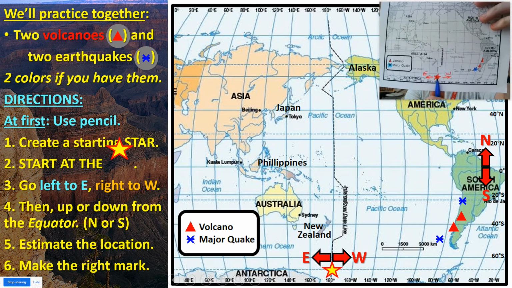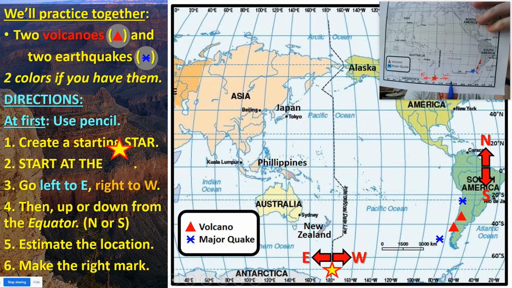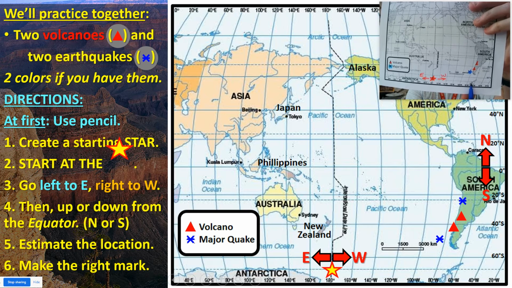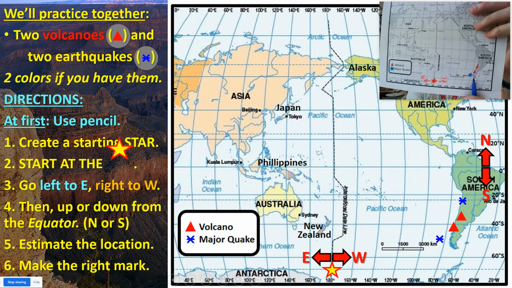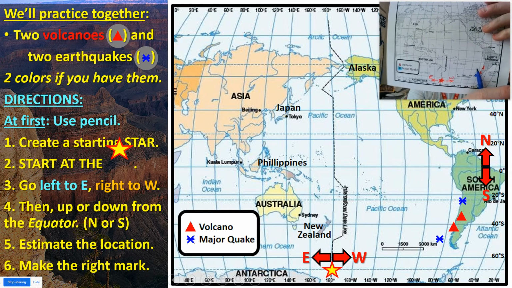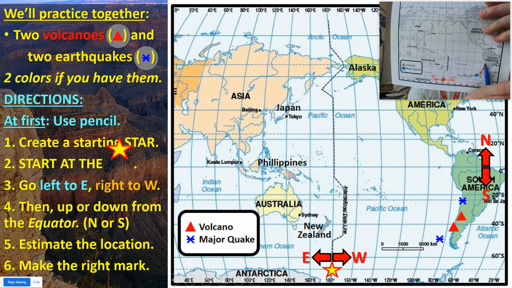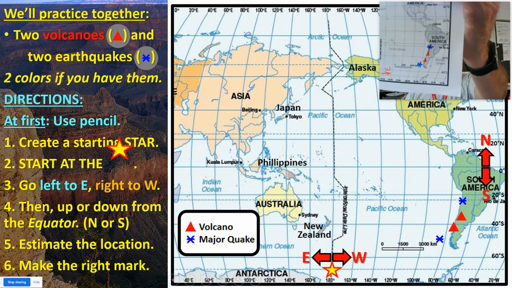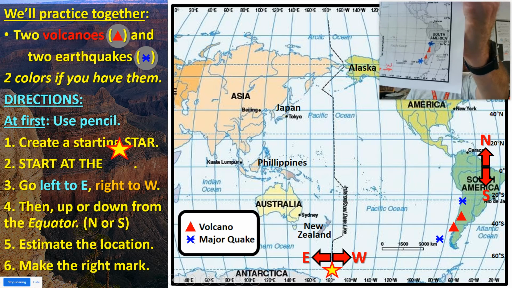Starting at the star, going across to halfway between 80 and 60 right there, and up to the dotted line right there is where my second earthquake will be. And there it is. Okay.